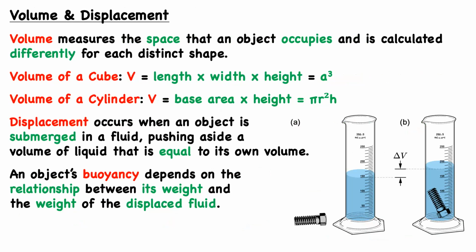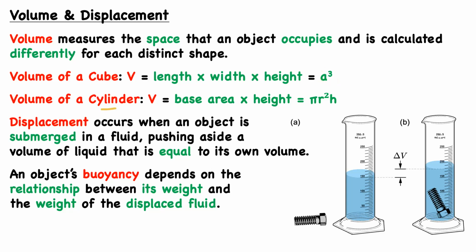So now let's shift focus to the volume. So the volume measures the space that an object occupies, and it's calculated differently for each distinct shape. So let's consider two important examples, the first of which being a cube. So to calculate the volume of a cube, you multiply the length by the width by the height. But because a cube is a cube, and all of the sides are of equal length, we can express this more simply as the cube of the length of one side.